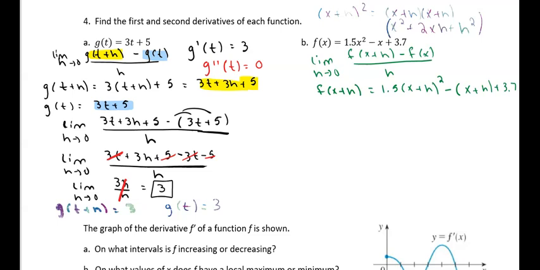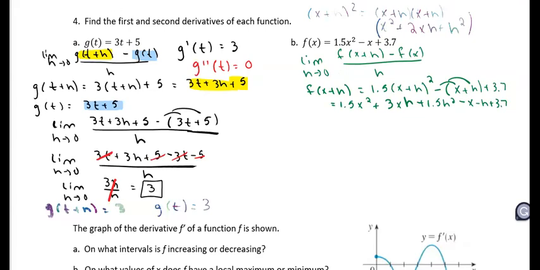And that's going to look like, leave myself a little bit more space this time, 1.5x squared. 1.5 times 2 is going to give us 3xh, because 1.5 times 2 is 3, and then xh. Plus 1.5h squared. Distribute your minus. Minus x minus h plus 3.7. That's the first piece.